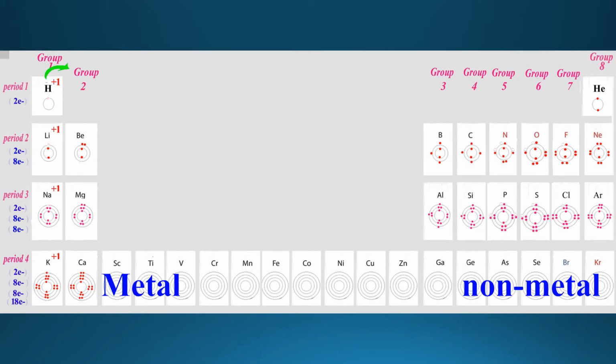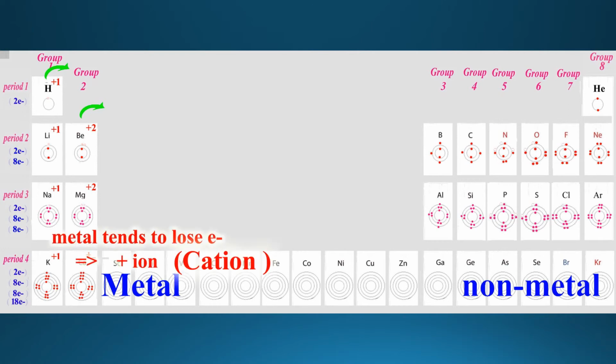The summary. Metal group 1 loses 1 electron, becomes 1 plus. Group 2 loses 2 electrons, becomes 2 plus. This is the metal: tends to lose electrons, becomes a positive ion. A positive ion is called a cation. Cation.